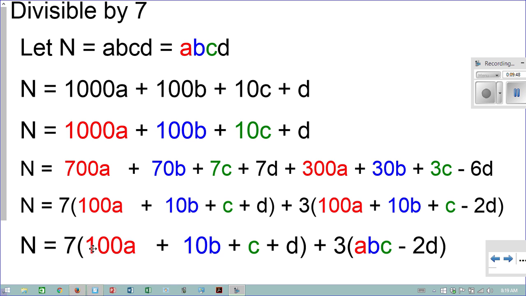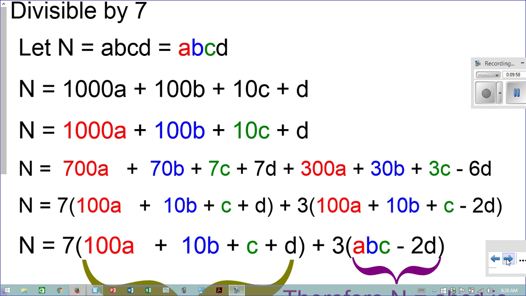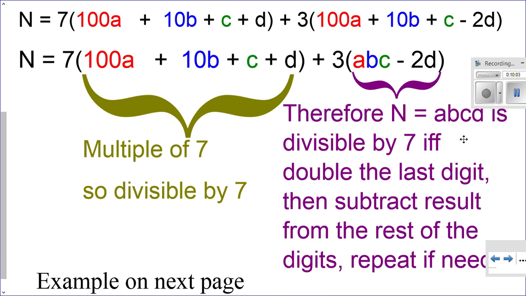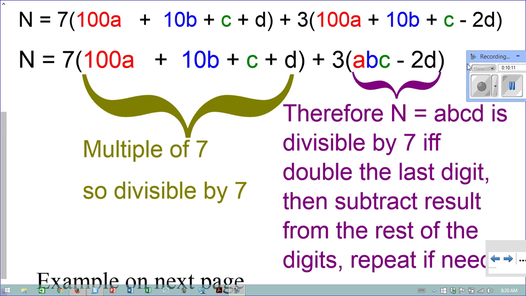Now, what happens here is if the first part's divisible by 7, because it's a multiple of 7, the last part is really what determines if it's divisible by 7. So, as we look here, we have divisibility by 7 for the first part. So all we can say is then that the whole original number of a, b, c, d is divisible by 7 if and only if we double the last digit, because that's what we're doing here, doubling the units digit, and subtracting that from the rest of the digits. Now, we might have to repeat that at times.